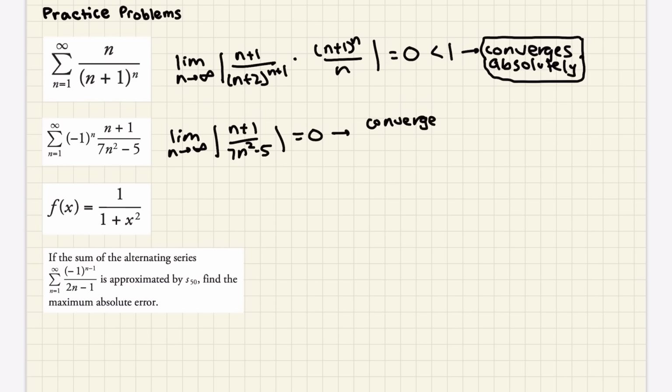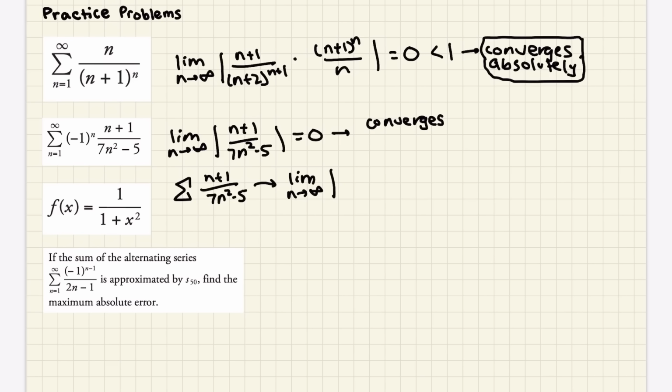So we see this converges, but does it converge absolutely? Let's take the absolute value of it, so it becomes a series of n plus 1 over 7n squared minus 5. Does this converge or not? One way to figure it out is the limit comparison test, because we see an n and n squared, so it's like having 1 over n, which we know diverges. But let's see if this is similar to that using the limit comparison test.